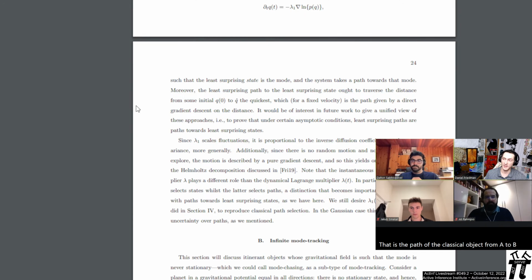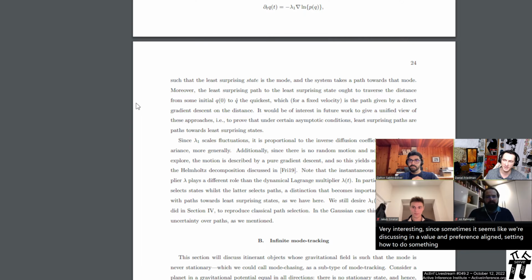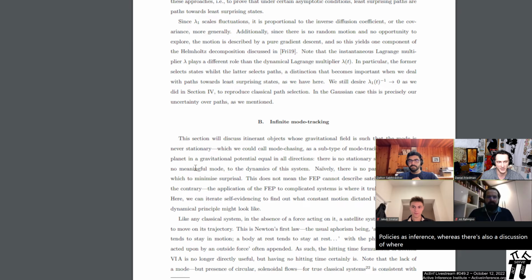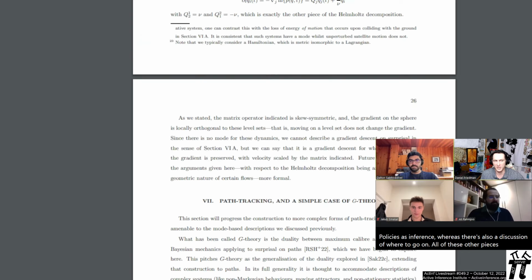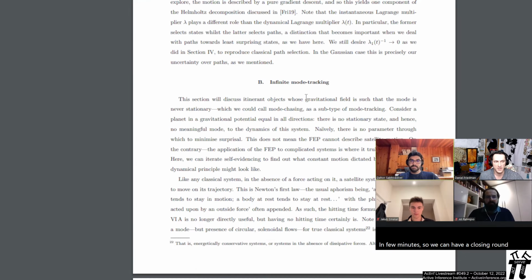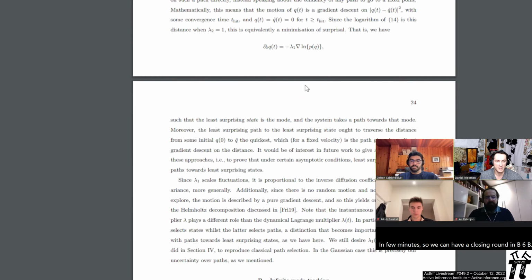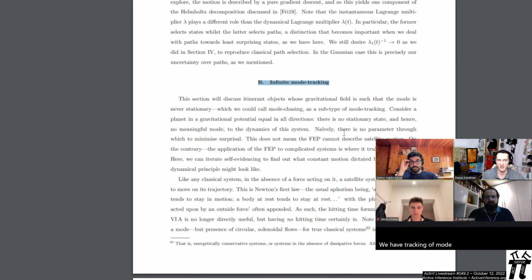Wow. Very interesting, since sometimes it seems like we're discussing, in a value and preference aligned setting, how to do something, policies as inference, whereas there's also a discussion of where to go and all of these other pieces. We'll just touch on each piece as lightly as possible in a few minutes so we can have a closing round. In 6B, we have tracking of mode, infinite mode tracking.